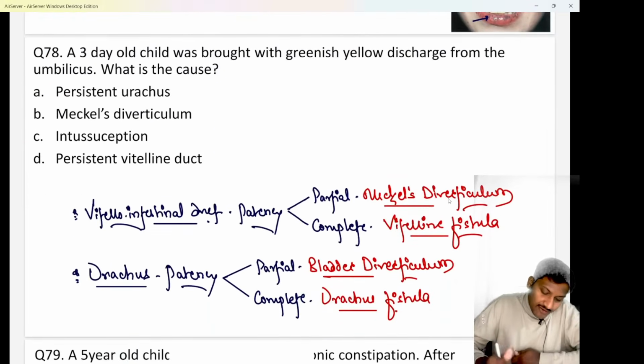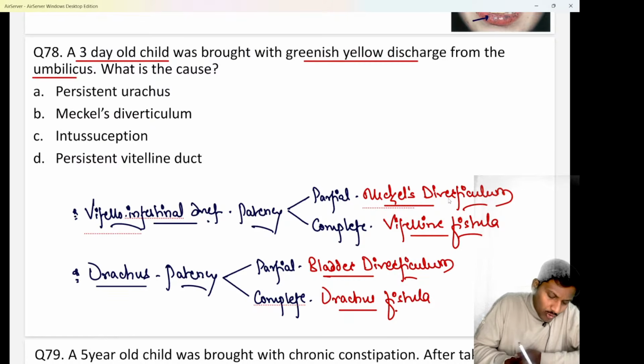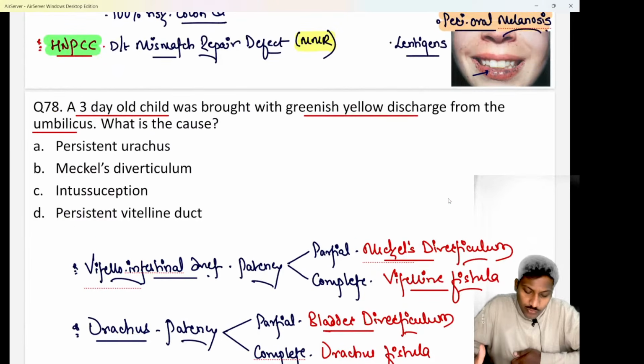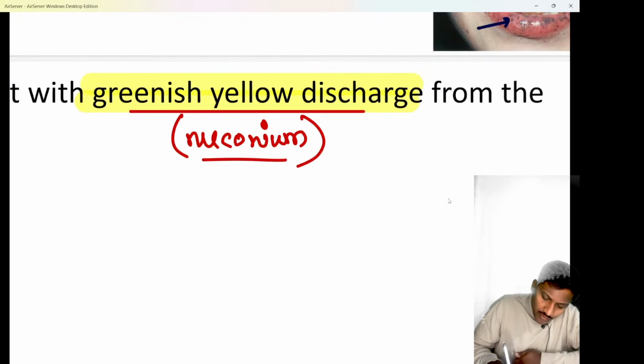Next is question number 78. This we have discussed. We are having a 3-day-old child who was brought to you with a greenish yellow discharge from the umbilicus. Now, I hope all of you are quite aware, whenever a neonate is brought to you with a greenish yellow discharge, what is this discharge going to be? So, do remember, this discharge is basically going to be meconium. So here it is more likely to be a case of meconium coming out from the baby's umbilicus.